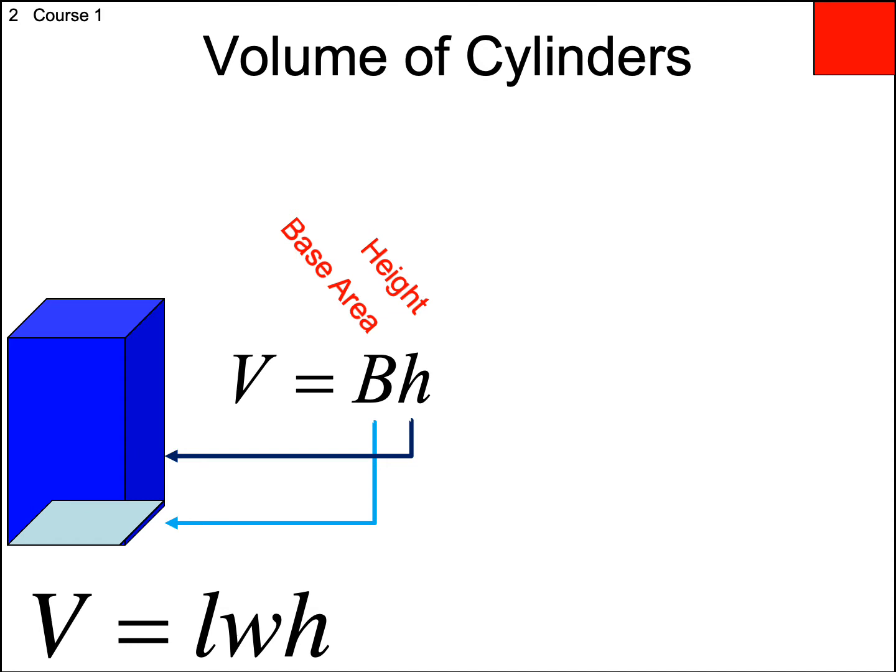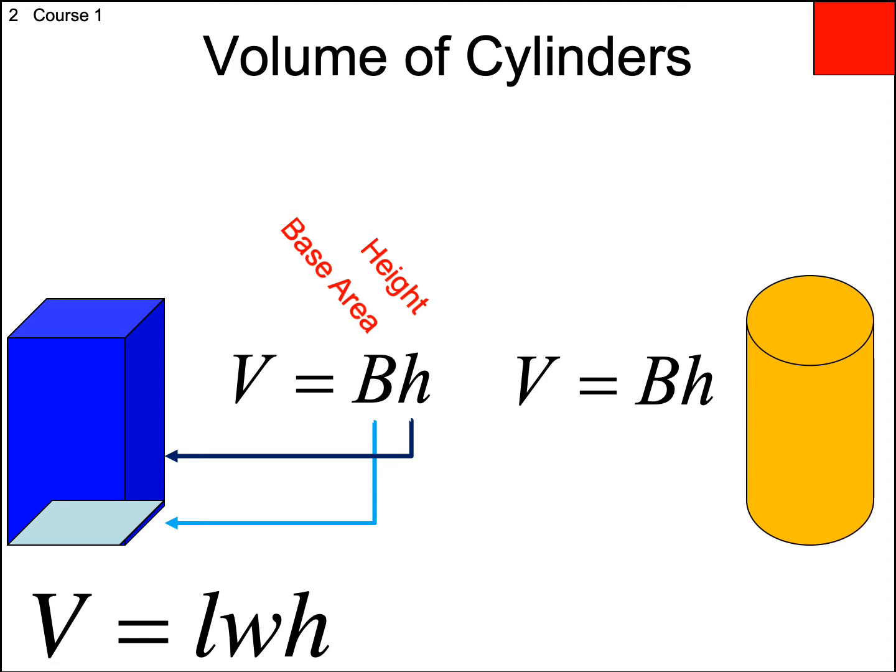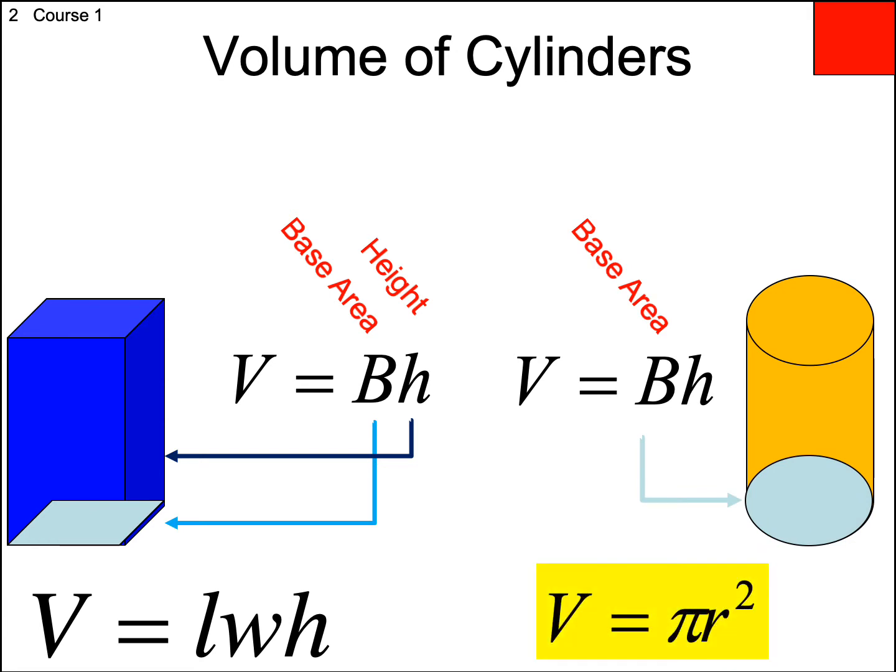Recall that for a rectangular prism, the formula is length times width times height, or base area times height. So when we get to the formula for volume of a cylinder, we think of its base area. Well, it's still capital B times H. The base area in this case is a circle. The area of a circle is pi r squared. And then we multiply that times the height of the cylinder. So the more useful formula, in yellow, please write this one down, is volume equals pi times r squared times h.